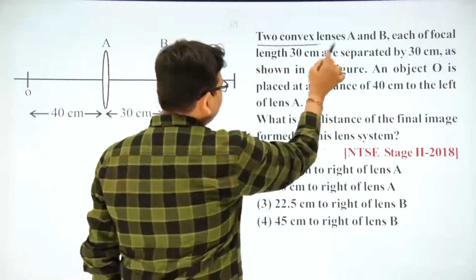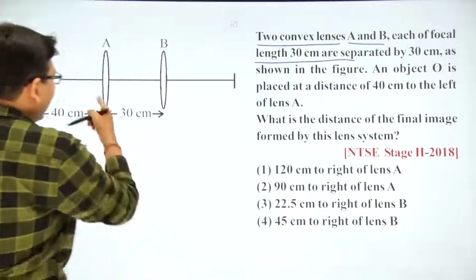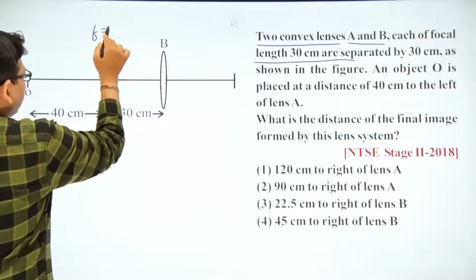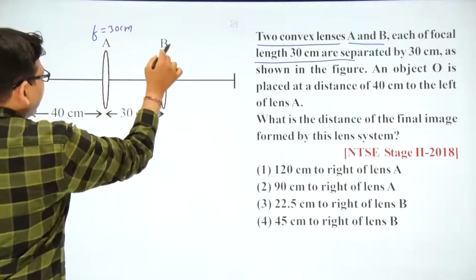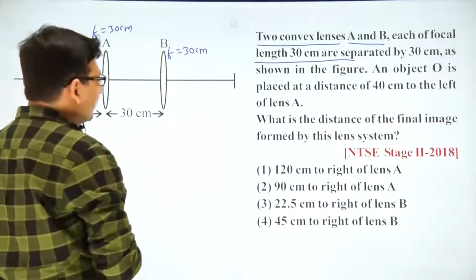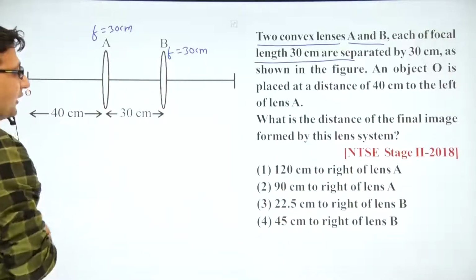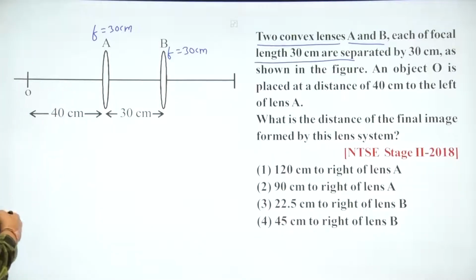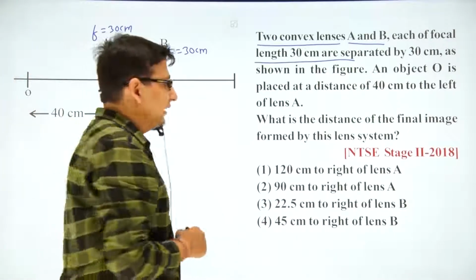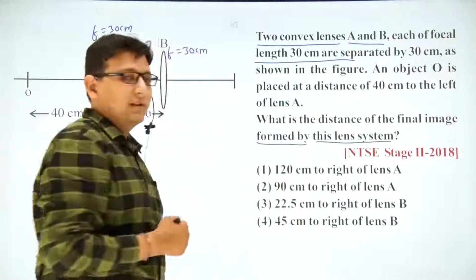We have two convex lenses A and B, each of focal length 30 centimeter. Both are identical lenses, with focal lengths equal to 30 centimeter and 30 centimeter, separated by a 30 centimeter gap as shown in the figure. An object O is placed at a distance of 40 centimeter to the left of lens A. The question is, what is the distance of the final image formed by this lens system?